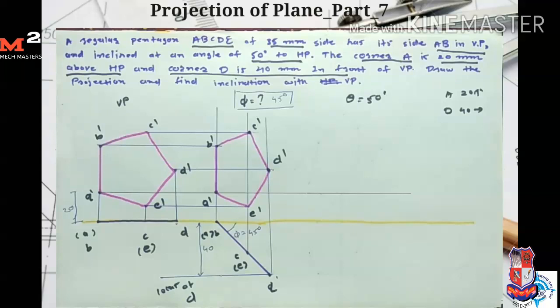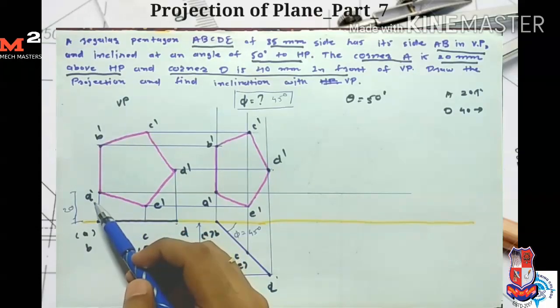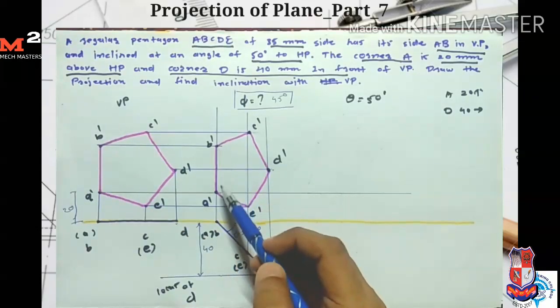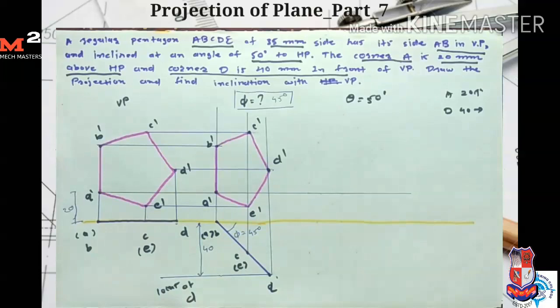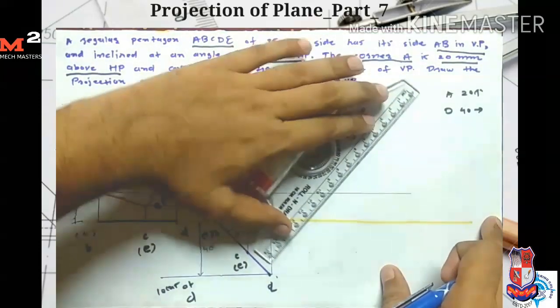In the third stage, given that the side AB is inclined at an angle of 50 degrees with the horizontal plane. So we draw this angle on the vertical plane. First I check whether the length of side AB is constant in both stages. Here AB is equal to 35 mm, and here AB is also equal to 35 mm. So its length is constant, so we are not required to find the apparent angle. First I simply draw one line at an angle of 50 degrees.